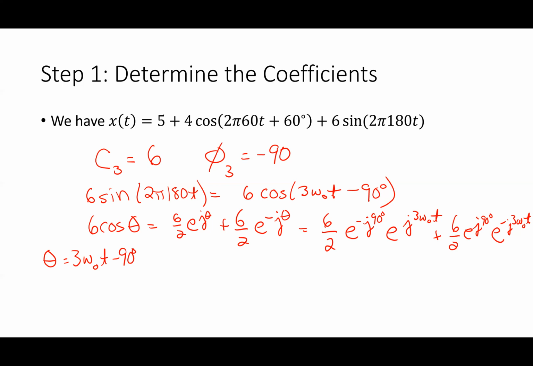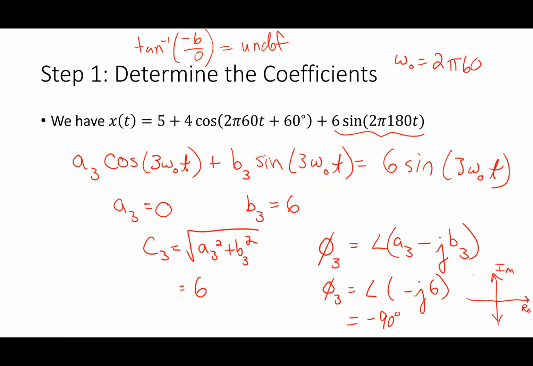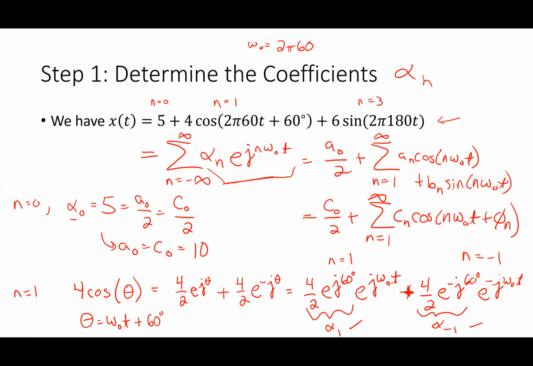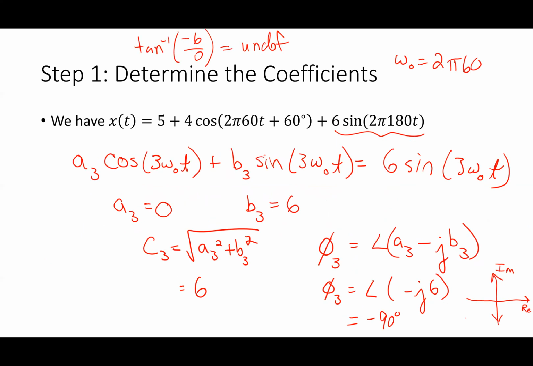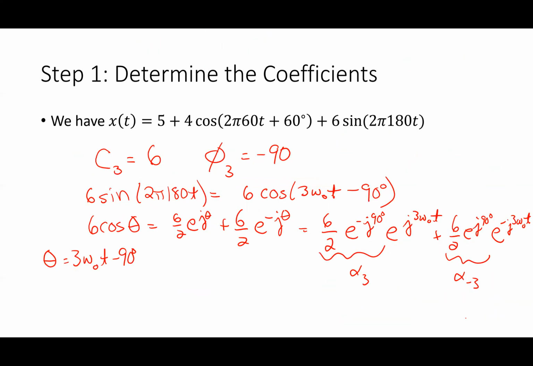All right. So all that said, what did I just do? Well, I figured out which one of these is the n equal 3 and which one is the n equal negative 3. First one's n equal 3, second one's n equal negative 3. So that means this one here is alpha 3 and this one here is alpha negative 3. So now I've got all my stuff. Back on my first slide, I figured out alpha 0. I figured out alpha 1 and alpha negative 1. Now I've figured out alpha 3 and alpha negative 3.